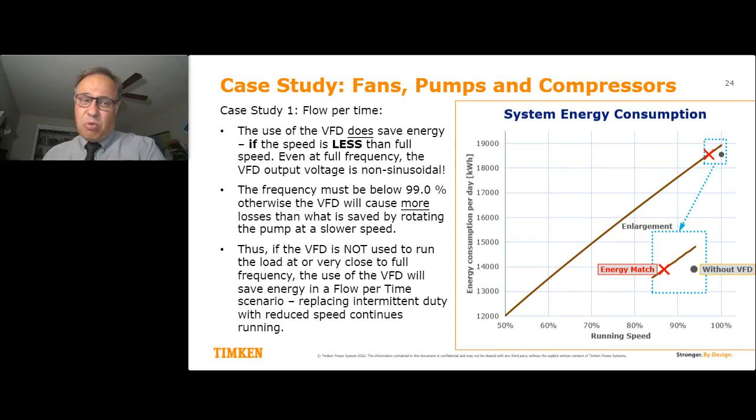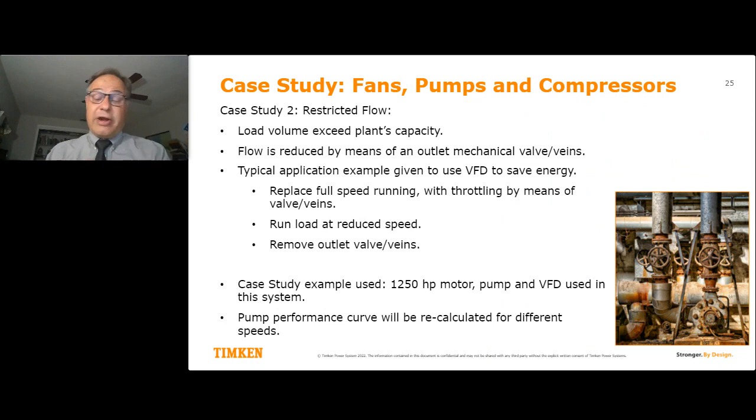Moving on to our second portion, case study 2, which was restrictive flow. The typical scenario, like this picture, where you have a valve to reduce the output of the plant because it's overcapacity. In other words, it's too much water at a pump or it blows too much air and my plant cannot absorb it. And the question would then be, well, currently I use a vane or a valve to restrict the flow. What if I replace this with a VFD running my motor at a reduced speed?